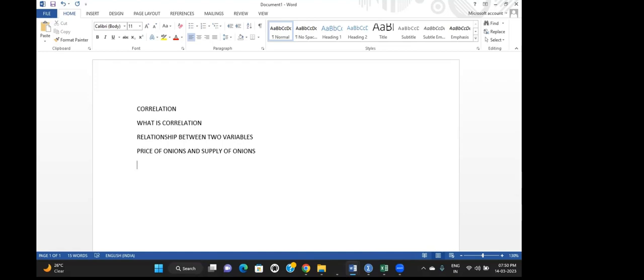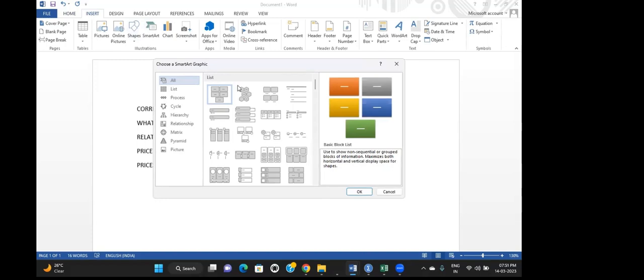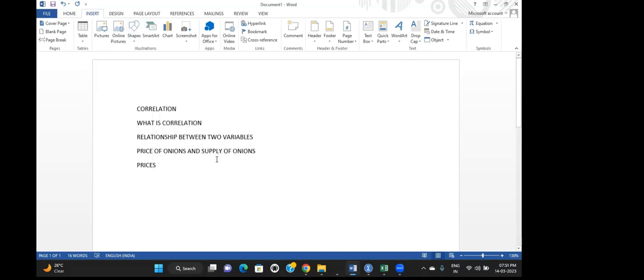If I take this example, price of onions and supply of onions, what is the kind of relationship? अगर supply increase होता है और price, तो price क्या हो जाएगा? Decrease हो जाएगा. हाँ, decrease हो जाएगा, right? So what kind of a relationship is this? So this is one example.